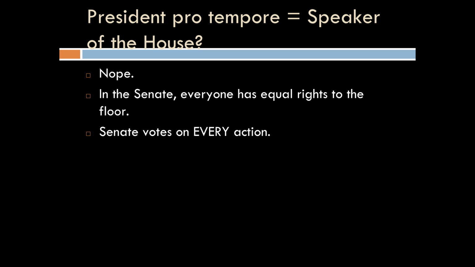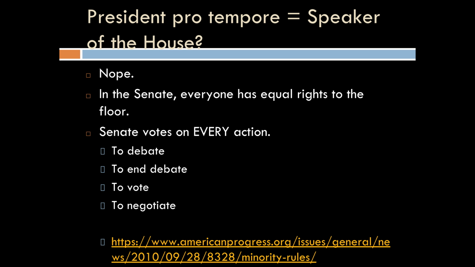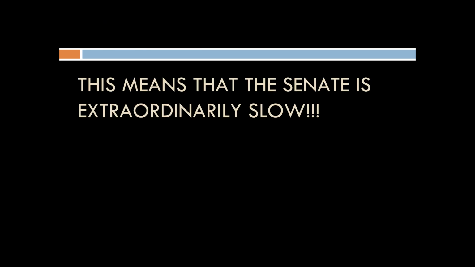The Senate votes on everything. They vote whether or not to start debate. They vote whether or not they should end debate. They vote on voting. Like, should we vote to vote? Are we ready to vote on this bill now? Well, basically, it's a vote to end debate, because that would mean that you're ready to vote now. They vote on compromise bills. So, okay, you can imagine this takes forever, absolutely forever.